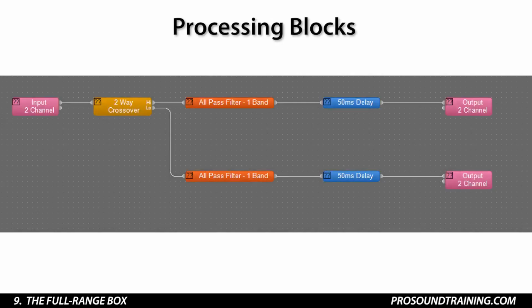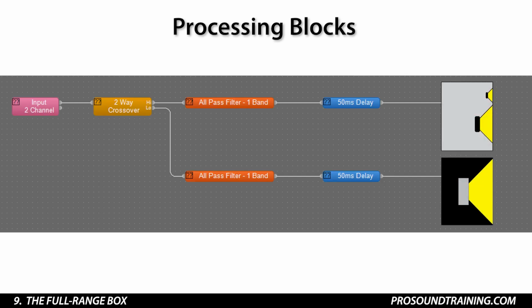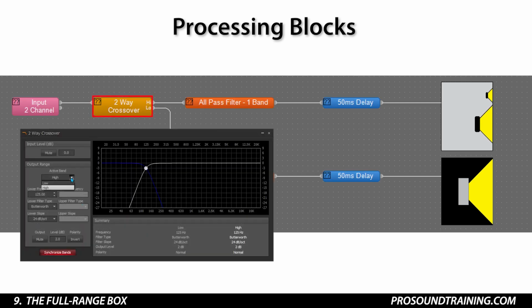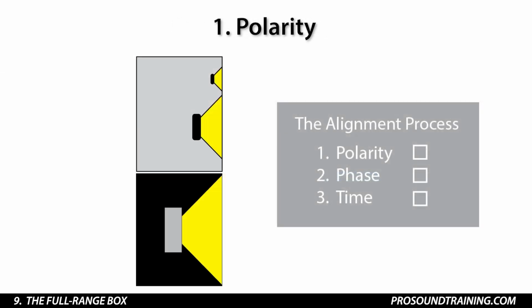Here are my processing blocks in the DSP. To keep things simple, I've used the same processing blocks for the full range and the sub. There are other possibilities. I'll begin by opening the crossover block in the DSP and muting the sub. We'll consider the systems independently for alignment. Step 1 of the alignment process is to check the polarity of the sources. This is extremely important. The two components you're trying to align ideally should be polarized the same.